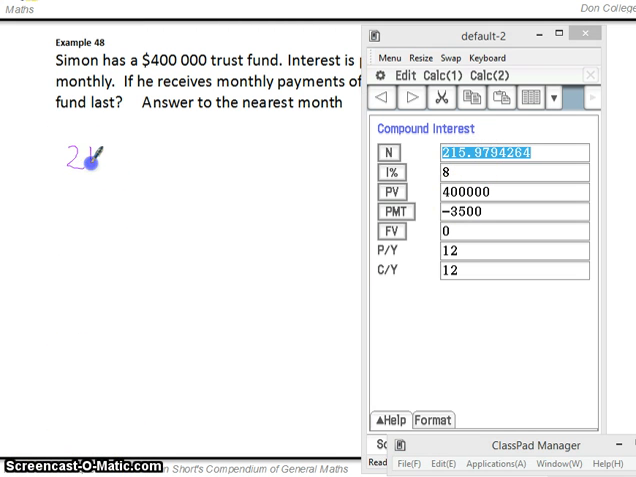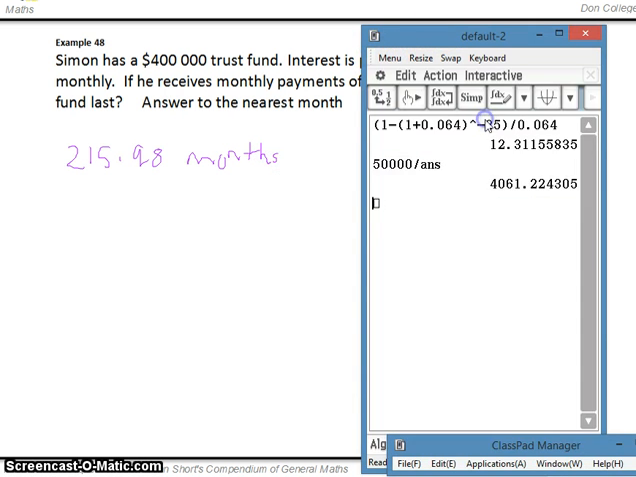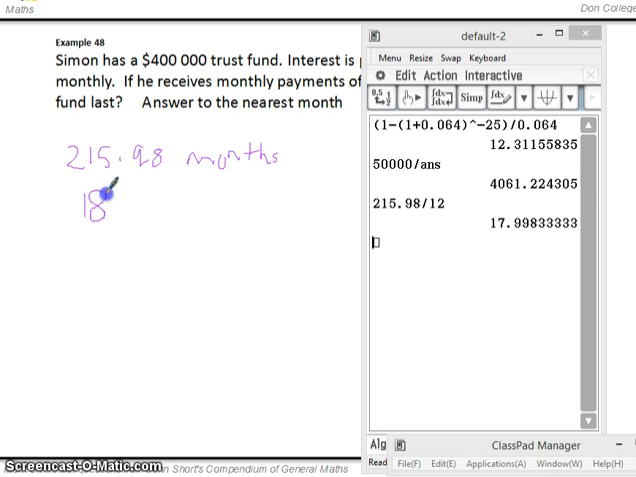So we get 215.98 months, and if we want to turn that into years, well, 215.98 divided by 12 gives us 17.998, so it's practically 18 years is how long it would last, to the nearest month.